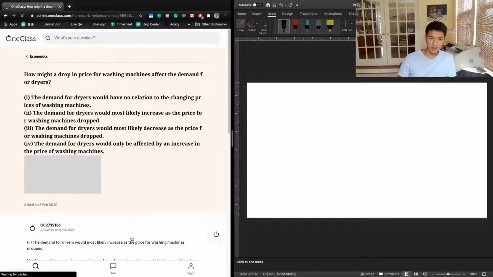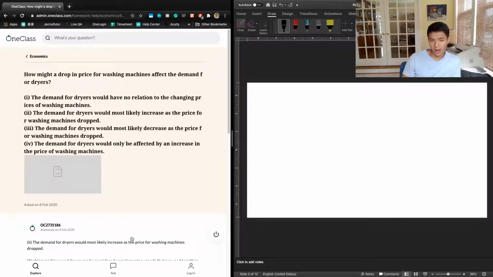One says the demand for dryers would have no relation to changing prices of washing machines. Two says that the demand for dryers will most likely increase as the price for washing machines dropped. Three says the demand for dryers will most likely decrease as the price for washing machines dropped. And four says the demand for dryers would only be affected by an increase in the price of washing machines.